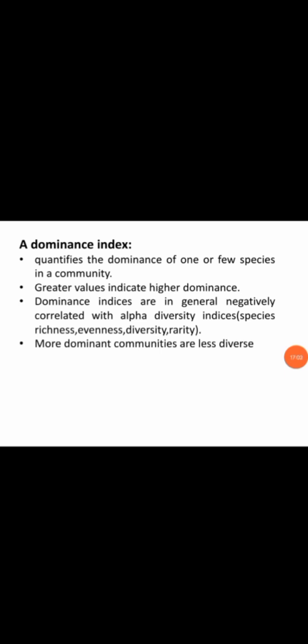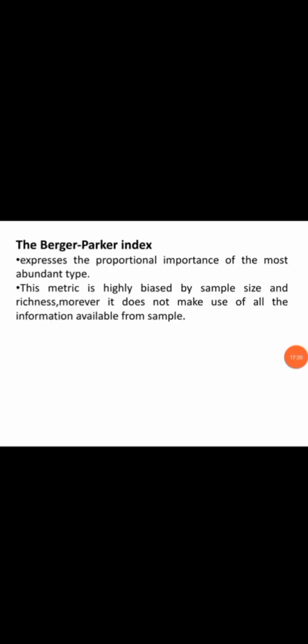What is the dominance index? It quantifies the dominance of one or few species in a community. A greater value indicates higher dominance, and the dominance indices are generally negatively correlated with alpha diversity indices. A more dominant community is less diverse.